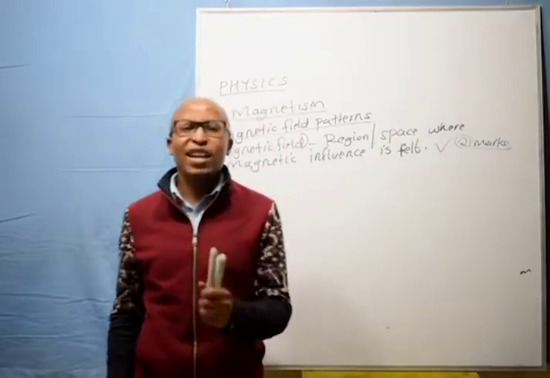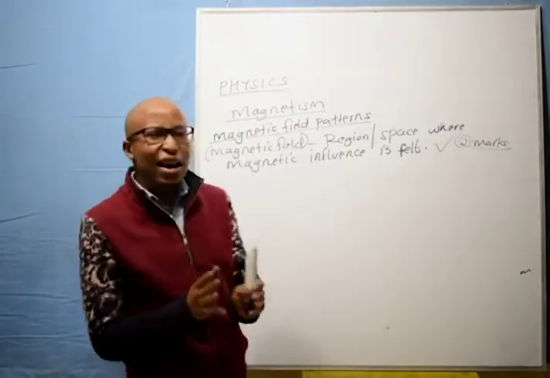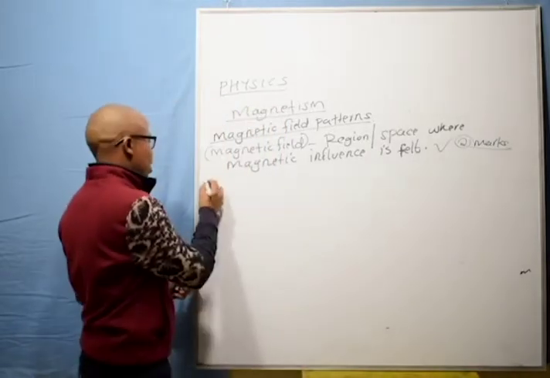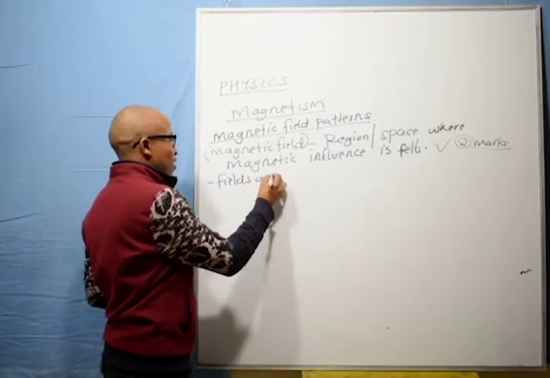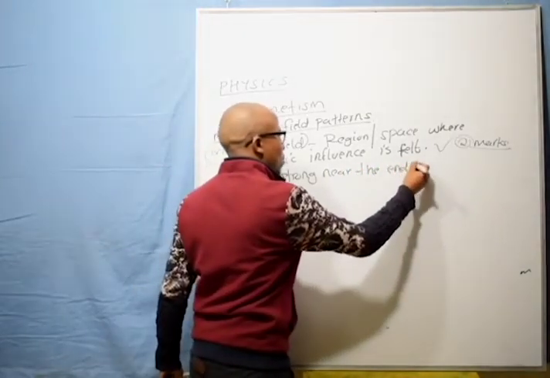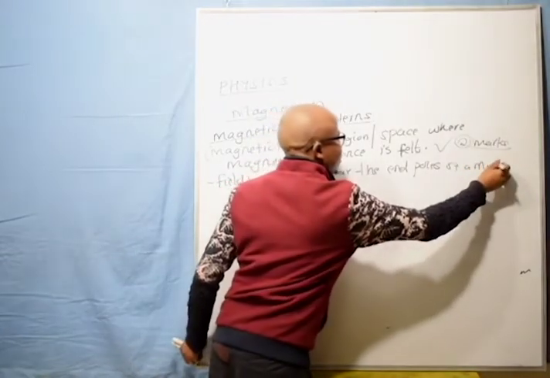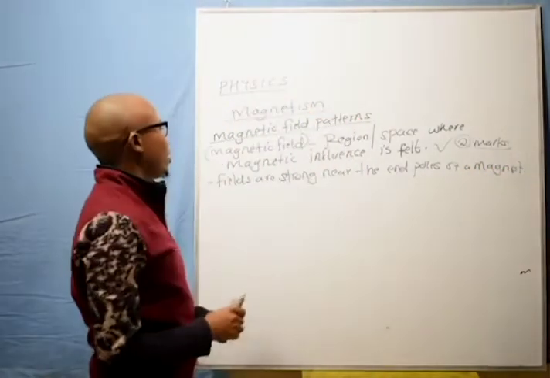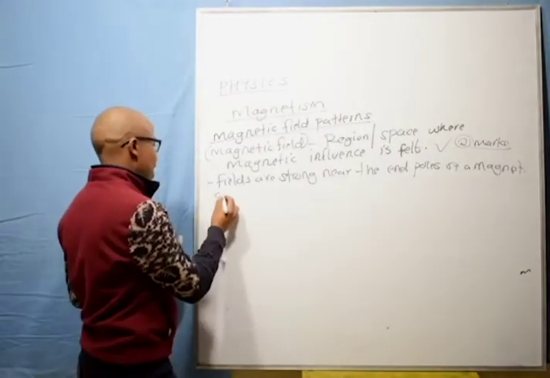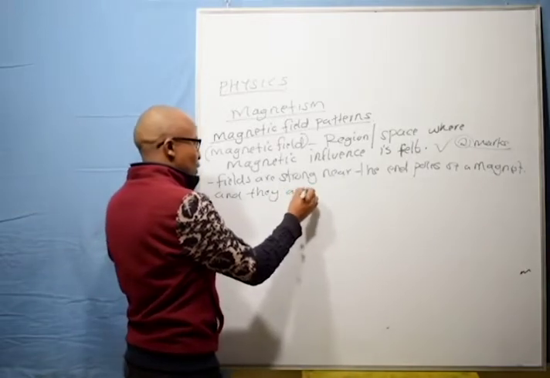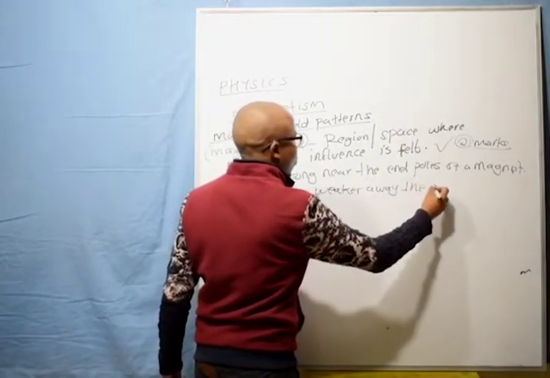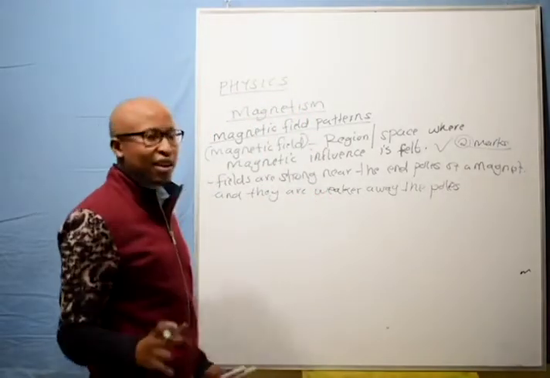The second thing: where are magnetic fields strong? So you say the fields are strong near the end poles of a magnet, and they are weaker away from the poles. So what do I mean they are weaker away from the poles?